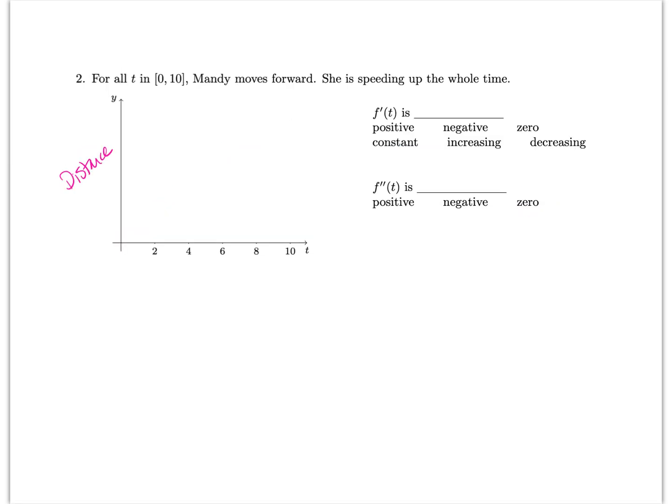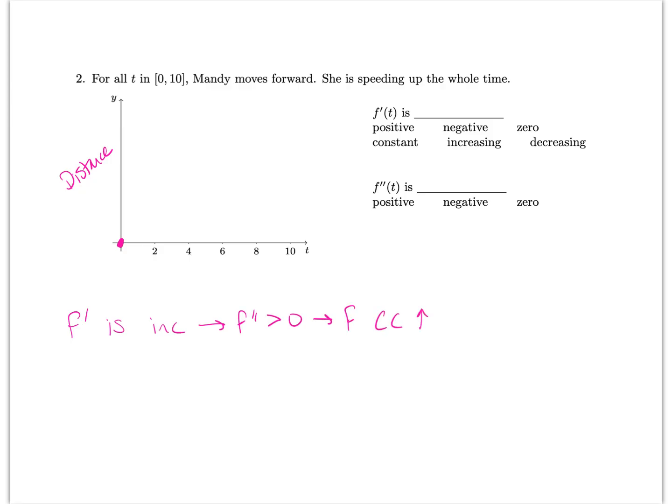Okay, so now for all t in 0 to 10, Mandy moves forward and she is speeding up the whole time. So she starts at time 0, distance 0, and then she's speeding up. So that means that her velocity is increasing. So we would say f prime, which represents velocity, is increasing. And remember that when a function is increasing, its derivative is positive. So f double prime is positive. And when f double prime is positive, that tells me that f is concave up.